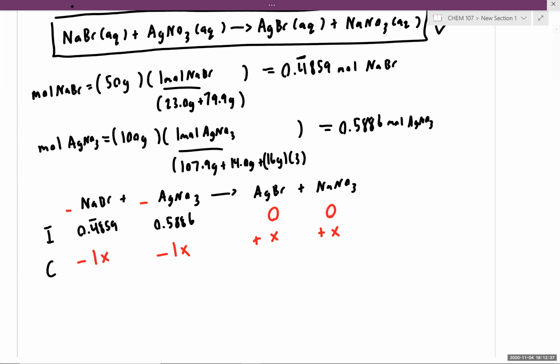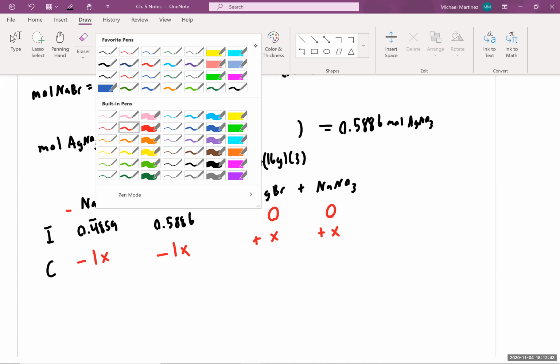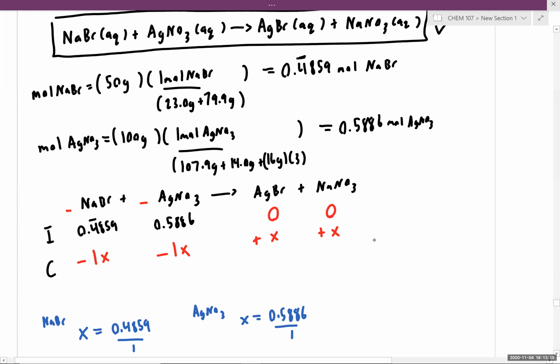Okay, so now that we have this set up, we can solve for x. Remember the shortcut that I taught you last class session? We know that x is equal to the moles of your reactant over the reaction coefficient. So we're going to solve for x for sodium bromide, and we're going to solve for x for silver nitrate. And remember, when we talked about this previously, the smallest value of x tells us our limiting reactant.